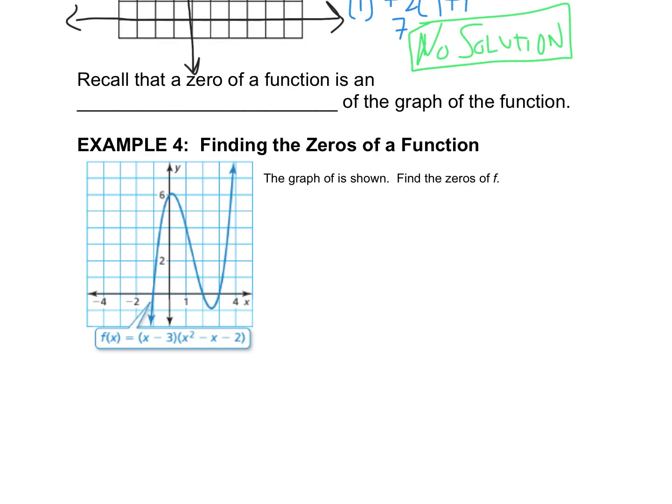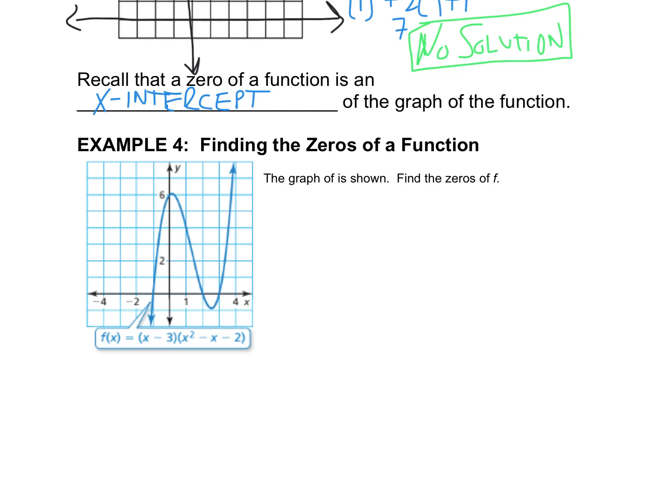And the last thing we've talked about is the zero of a function. Remember, a zero of a function is just simply another way of saying the x-intercepts. So the x-intercept is when the y is 0. So when the y is 0, that's the value of the function. So we call that, when y is 0, the 0 of the function.